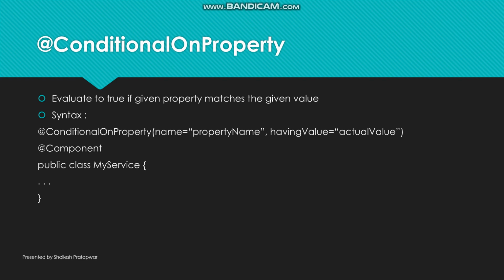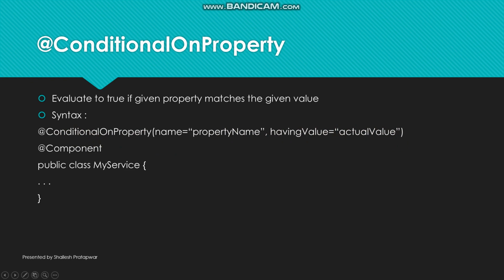So this is the first one, ConditionalOnProperty. This annotation will check whether a property is declared in the Spring application context and whether it matches the given value. So this is the syntax: @ConditionalOnProperty, name equal to property name and havingValue is the actual value. So if this property is present in the Spring application context, then this conditional annotation will evaluate to true, and this MyService bean will get registered in the Spring application context.